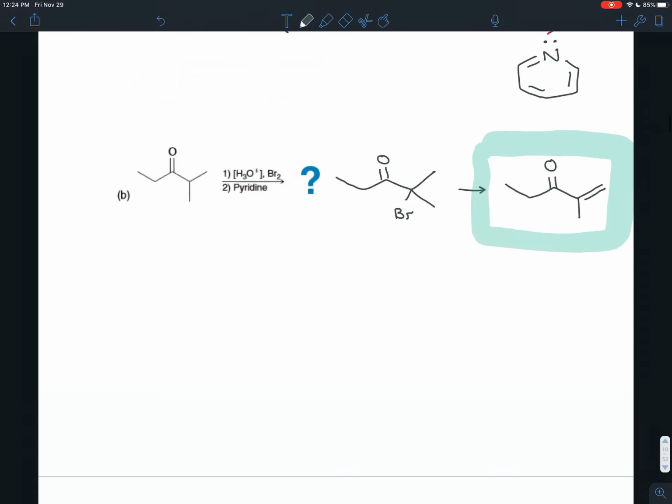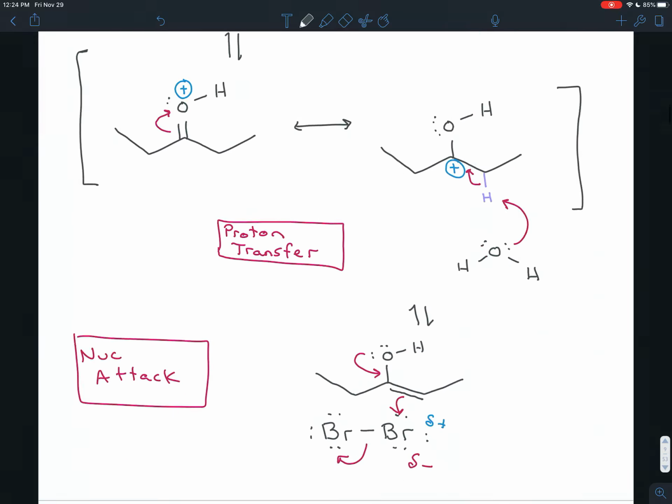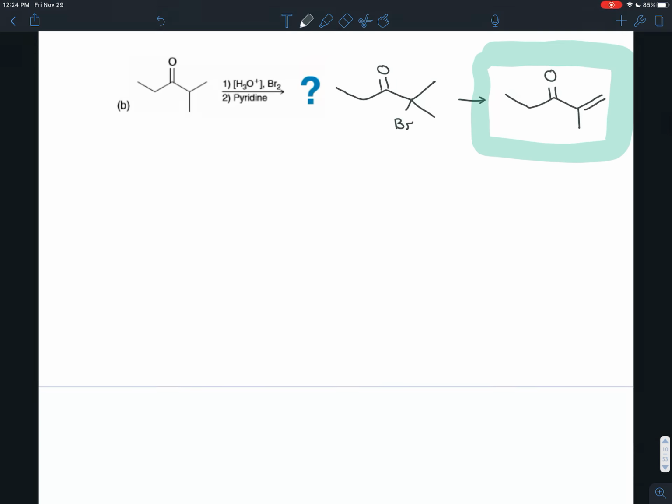But let's walk through the mechanism. That's something that they're asking for here. They say to propose a mechanism for these reactions. So first, we have our ketone, and we're treating it with catalytic acid. That catalytic acid is going to form the enol.